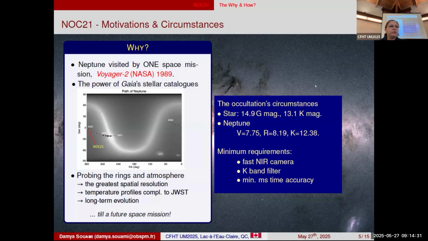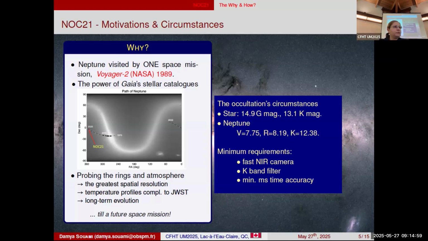But the point is that we want to understand the origin of these rings, their dynamical evolution over long and short time scales. And moreover, the stellar occultations provide a very high spatial resolution, basically at the kilometer level, at the distance of Neptune, which is at 30 AU. Just from the ground, using a nice telescope with a nice camera.